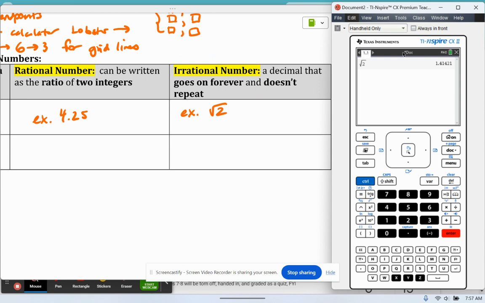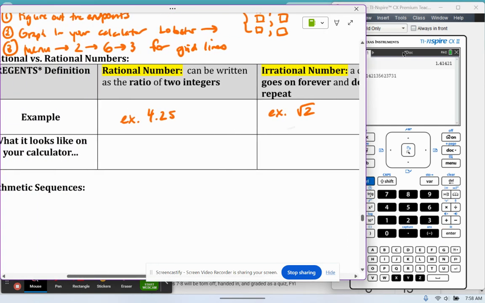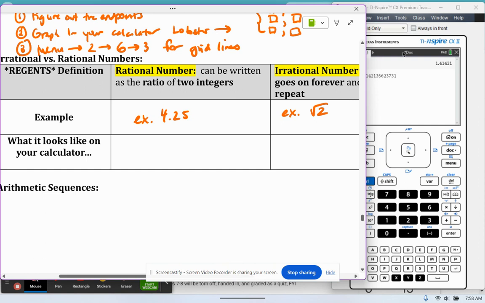You hit enter. It looks like that decimal ends, right? You got to hit up, highlight it, hit enter again. Oh, more digits come up. There's no repeating pattern. I know that this guy is irrational because he is a decimal that does not end and does not repeat. Okay? So you would just write that as your evidence. What it looks like on your calculator.